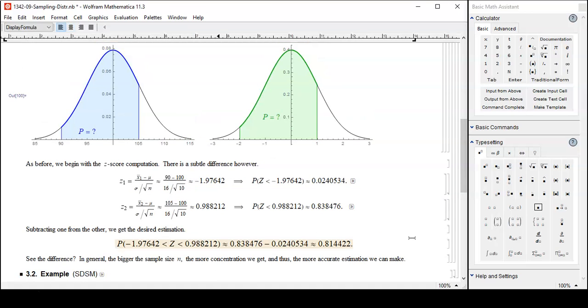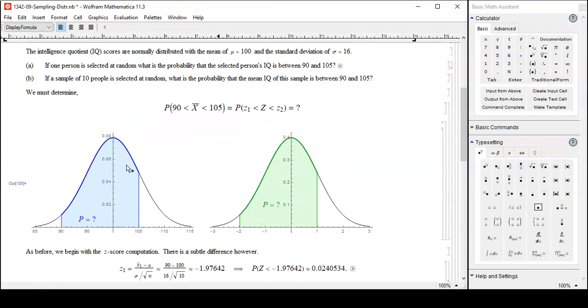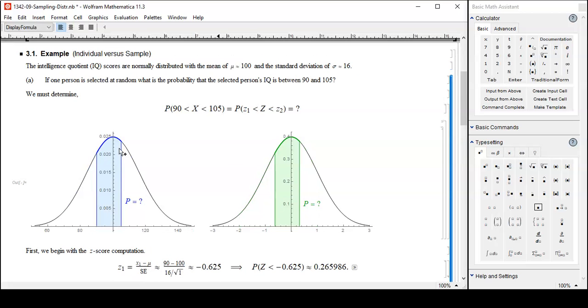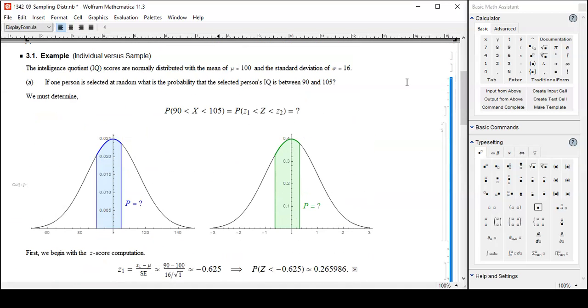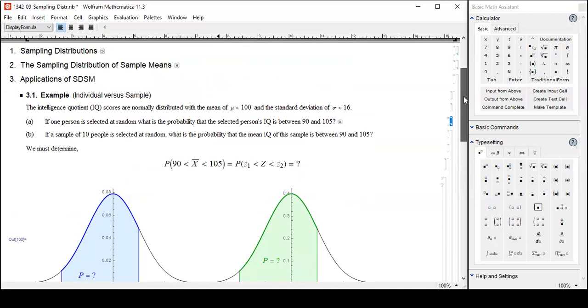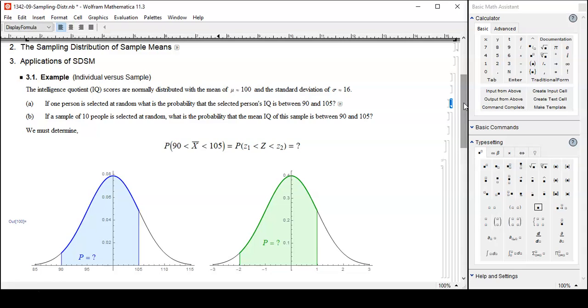And then what do you end up with? 0.814, 81.44%, something like that. That's this proportion here. That's the probability. Now go back to this. That's only 35 point something. The difference is individual versus the sample mean.